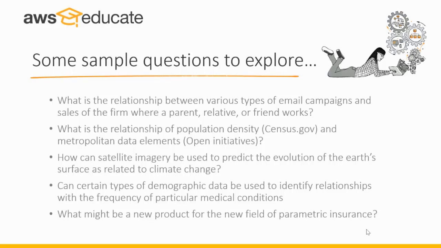How can satellite imagery be used to predict the evolution of the Earth's surface as related to climate change? So those satellite images that I mentioned a moment ago, available through the AWS data repository, they go back a number of years now. So it could be most certainly possible to observe over time what various coastlines are doing or how they are relating from one part of the world to another, from one hemisphere to another, with the benefit of those.